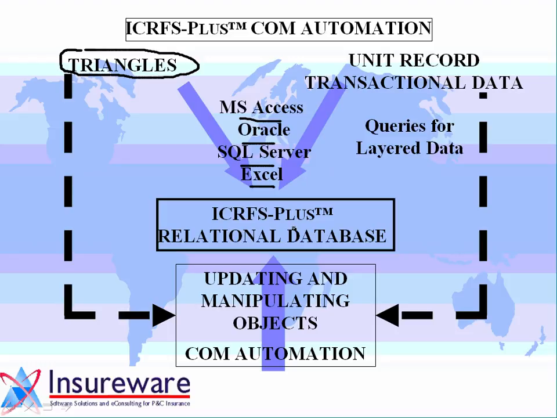Now, once you've created the relational database, there are other operations that you can perform on the database using COM automation. For instance, you can manipulate any objects in the database. So let's suppose that in each triangle group, you have paid losses cumulative, and you have the case reserve estimates or the incurred data.